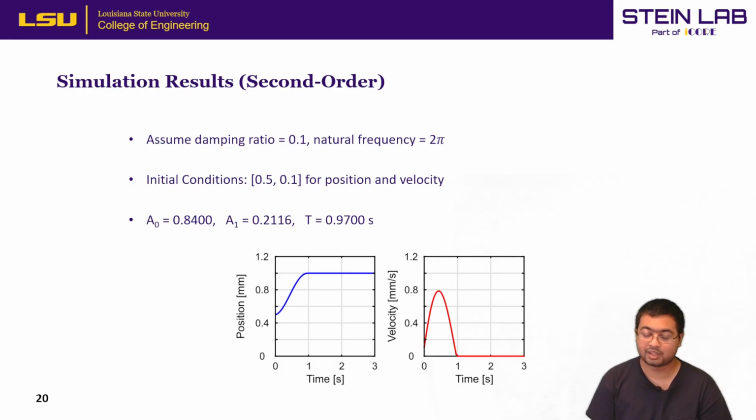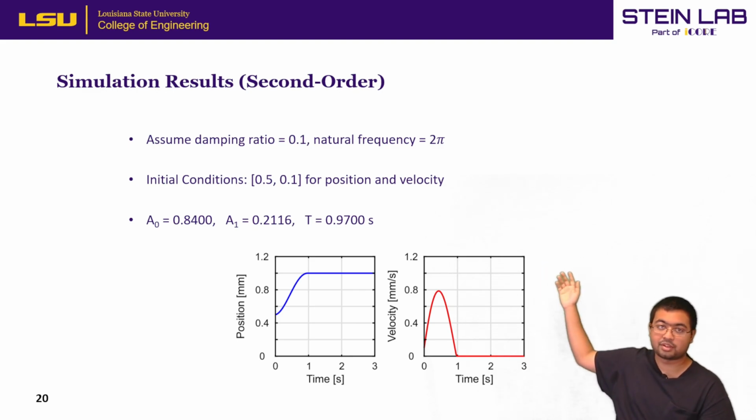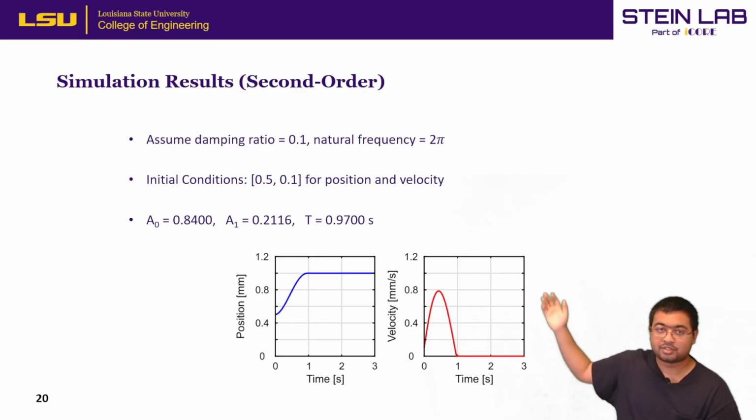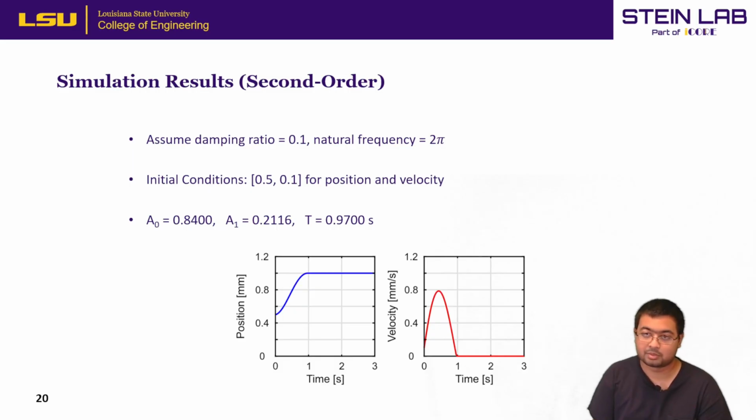Solving for our gains and delay time results in A0 equals 0.84, A1 equals 0.2116, and T equals 0.97 seconds. As you can see from the graphs here, our position ends up at a position of 1, and our velocity ends up at 0 millimeters per second.